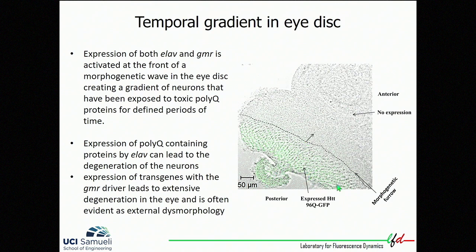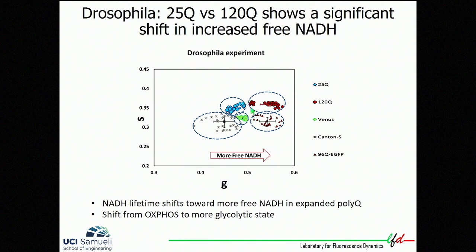Thereby, when we express the expanded form of the protein, you could see as a function of days the toxicity of the polyQ repeat. So this is a summary of the wild type versus the expanded form, and you could clearly see that the normal Drosophila eye disc has more bound NADH, and the expanded form, which is the poly 120Q, and we also used a 96 expanded CAG repeat model, shifts the metabolism to a more free NADH, indicative of glycolysis.